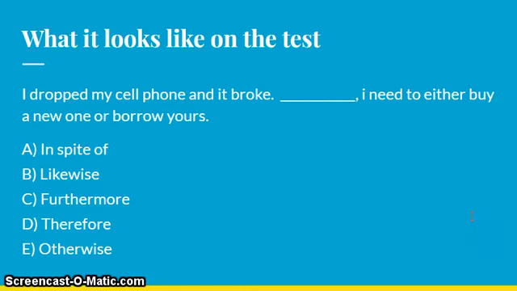I dropped my cell phone and it broke. Furthermore, I need to either buy a new one or borrow yours. No, not to me. That doesn't make sense. I dropped my cell phone and it broke. Therefore, I need to either buy a new one or borrow yours. That makes complete sense because she's probably going to have to buy a new one or borrow someone's.